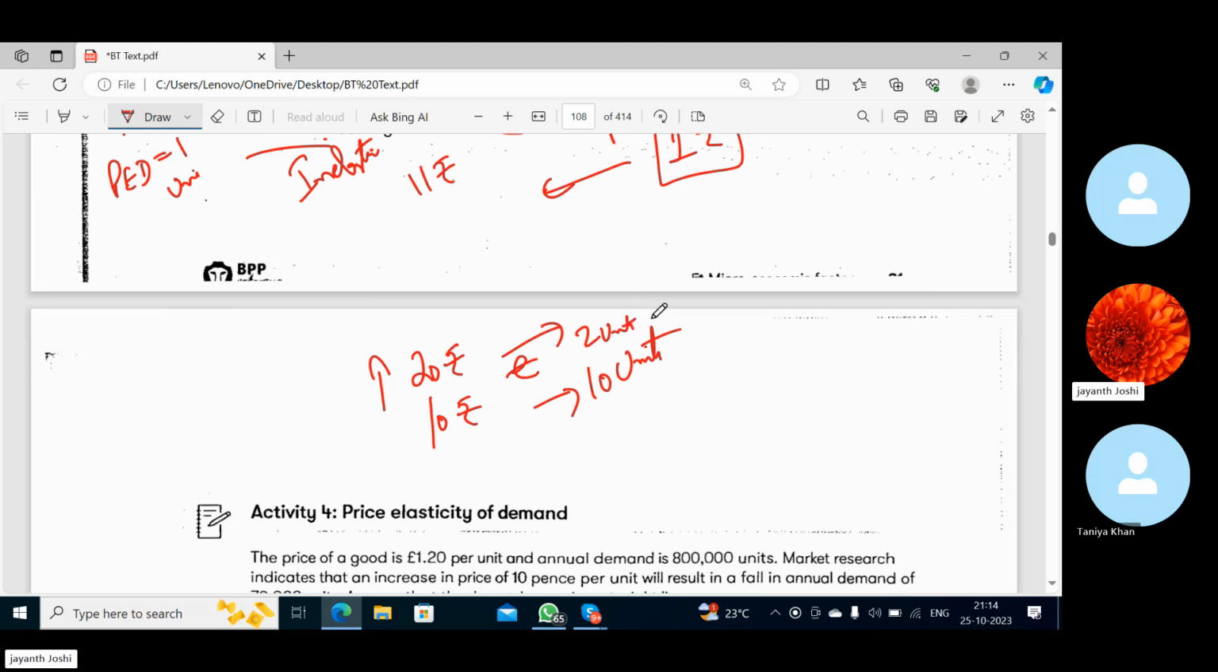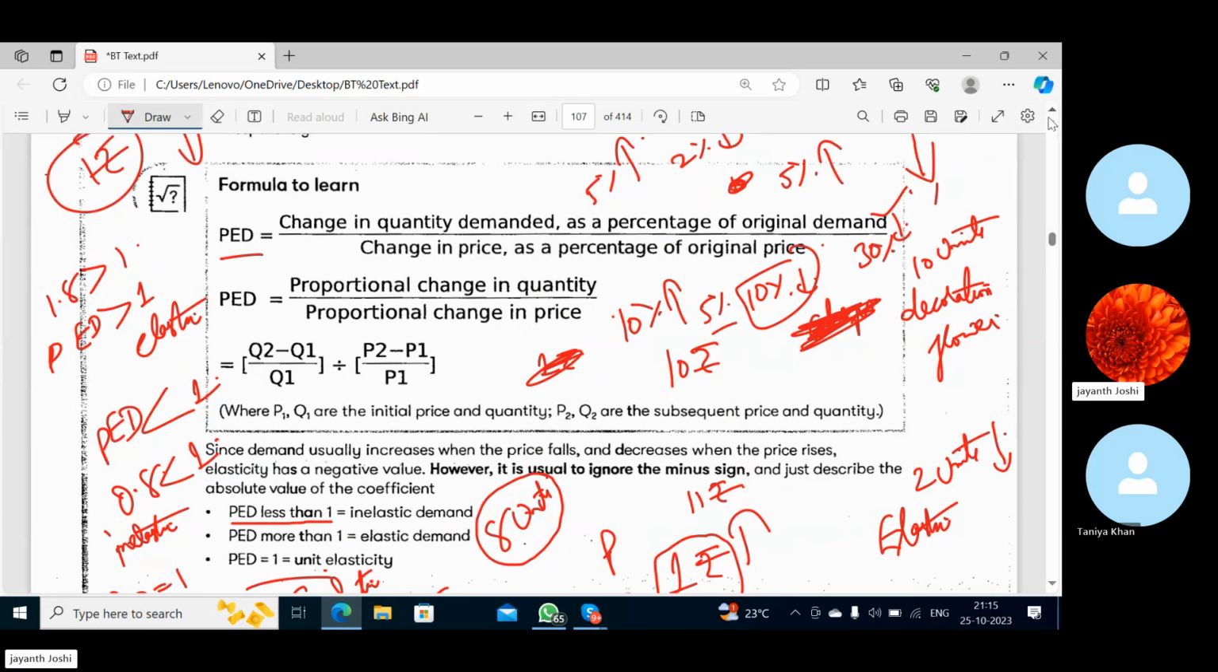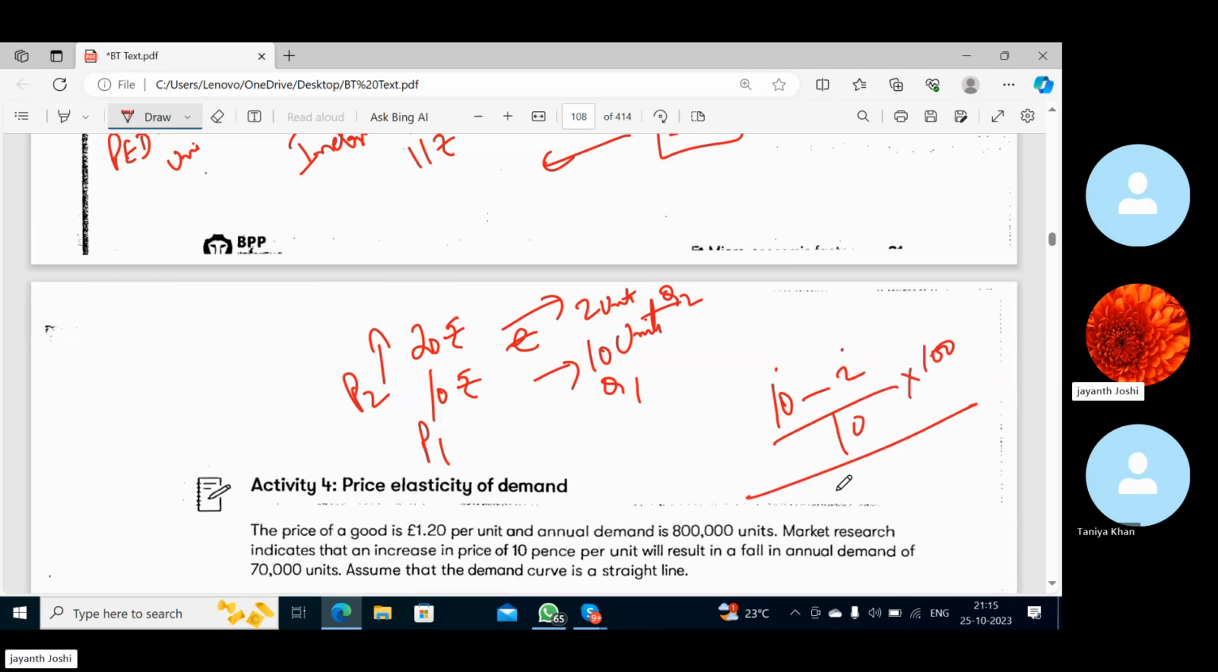Now, how can you calculate the elasticity of demand? The formula: this was P1, this was Q1, this is P2, this is Q2. It is percentage change in quantity demanded divided by percentage change in price. So the percentage change in quantity demanded is 10 minus 2, because previously I used to buy 10 units and now I'm buying 2 units, divided by 10, into 100. The whole divided by 20 minus 10, divided by 10, into 100. So you can get the elasticity of demand. Just calculate and tell me.